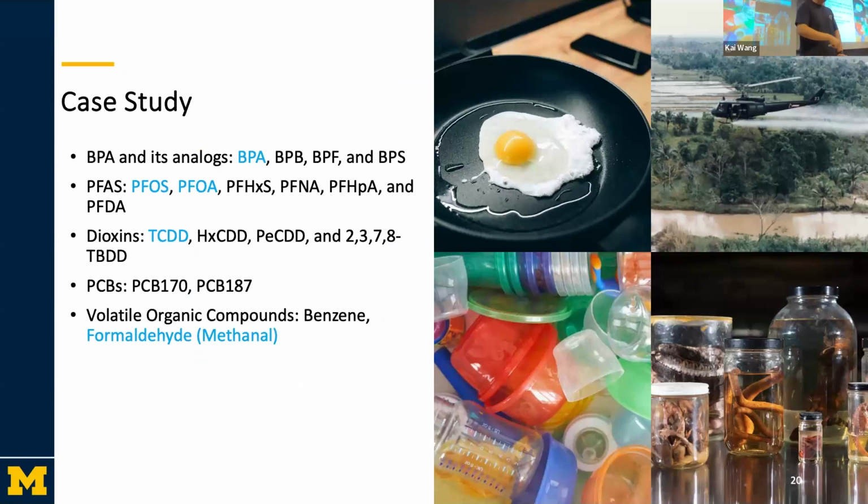And after that, we performed a case study. We ran a case study on 5 different classes of chemicals. The first one is BPA and its analogs. BPA is the chemical used to make plastics transparent, like all of those plastic cups.